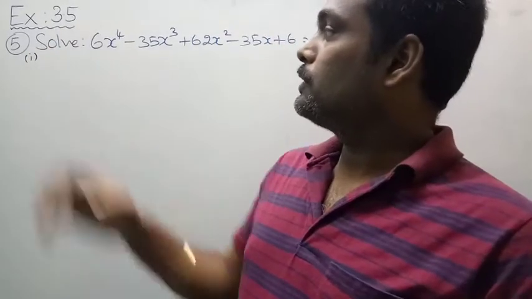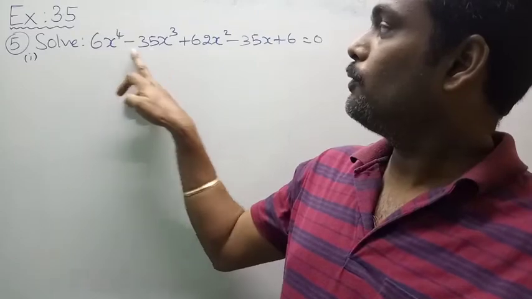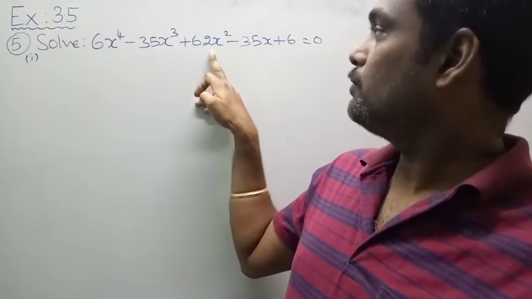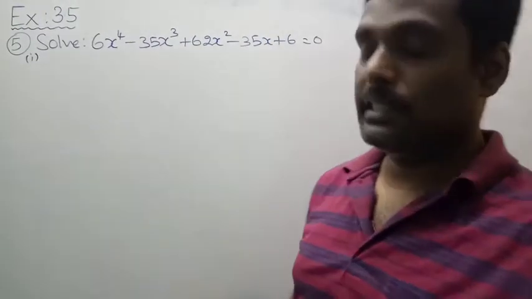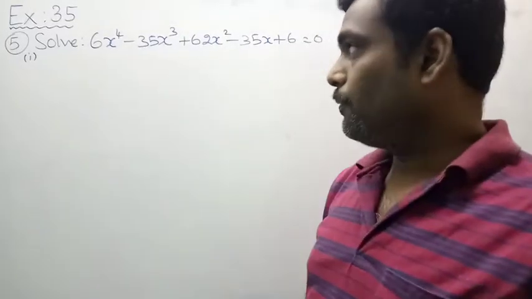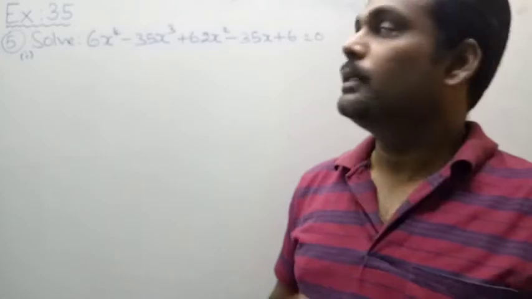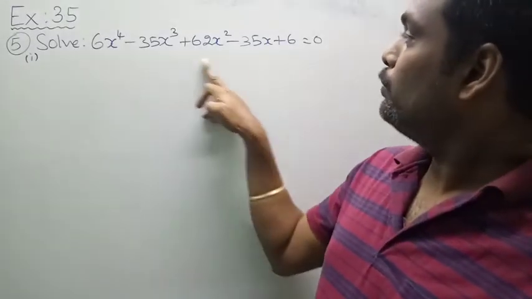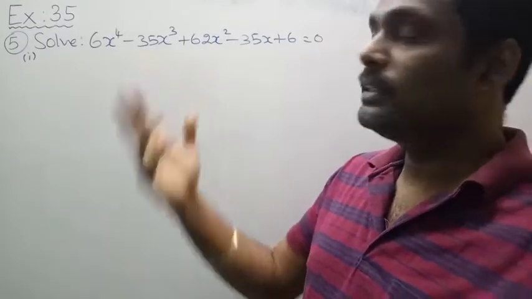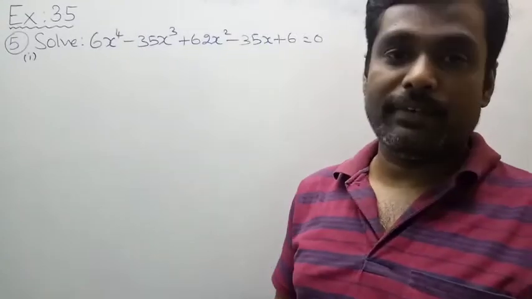Exercise 3.5, question number 5. Solve 6x⁴ − 35x³ + 62x² − 35x + 6 = 0. It is degree 4. Very first, you want to verify whether x − 1 is a factor, using the sum of the coefficients. When you add everything, I am not getting 0. So x − 1 is not a factor.